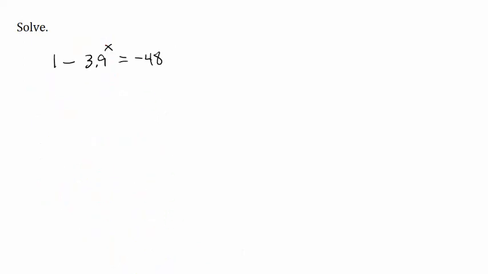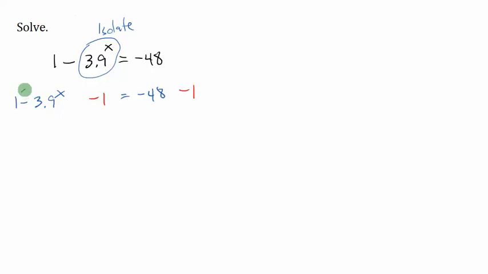Okay, so the thing I need to fix here, where I need to unravel my x, is right here. So I need to get this by itself. So I need to isolate this so that I can undo it to get x. So that means all of this stuff here needs to go away. So I start by first subtracting 1 from both sides. So I'll do minus 1 over here, and I'll have minus 1 over here. So we've got 1 minus 3.9 to the x minus 1 equals negative 48 minus 1.